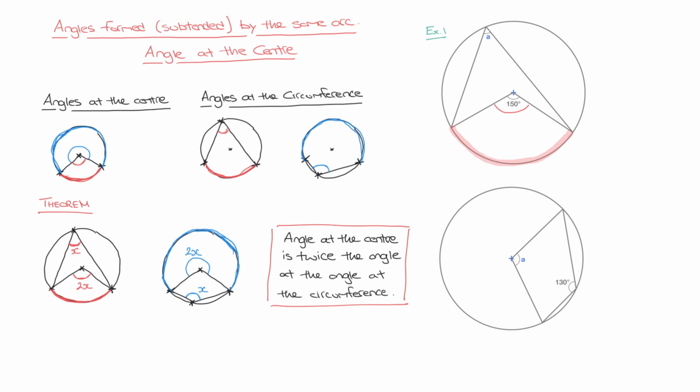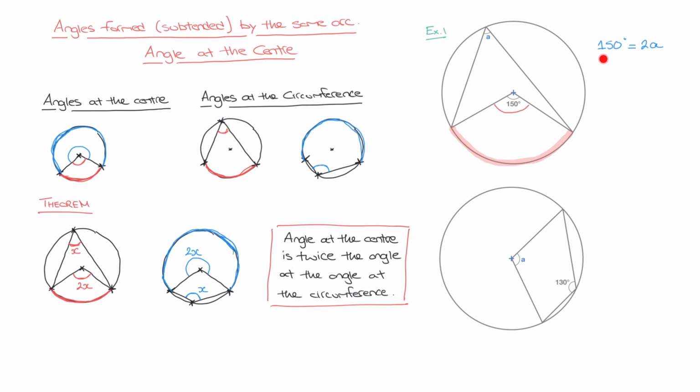And so we can state that this angle A at the circumference and this angle of 150 degrees at the center are formed by the same arc. And consequently, we can use the rule we've just learned. And we can state that the angle at the center is 2 times bigger than the angle at the circumference. And we can state that 150 degrees is equal to 2 times A.